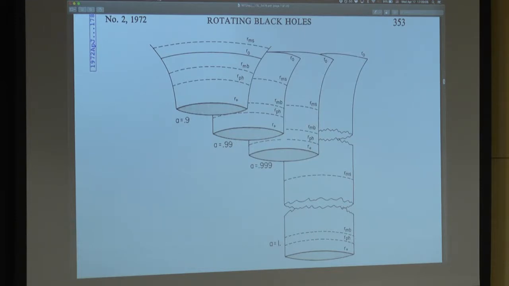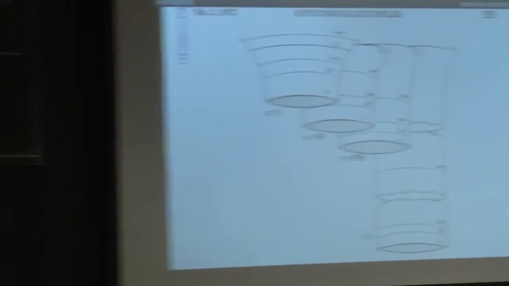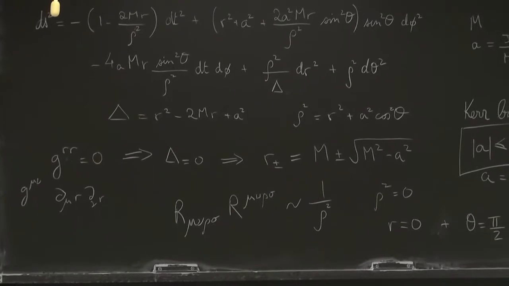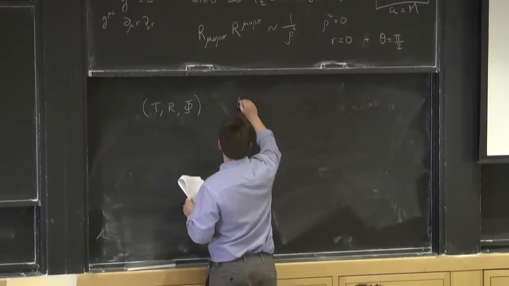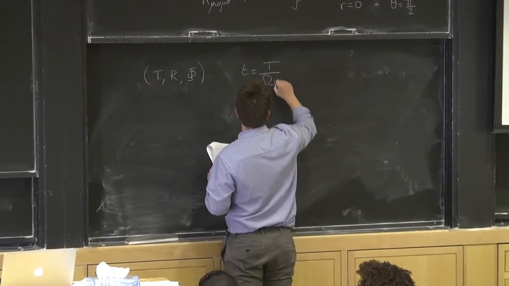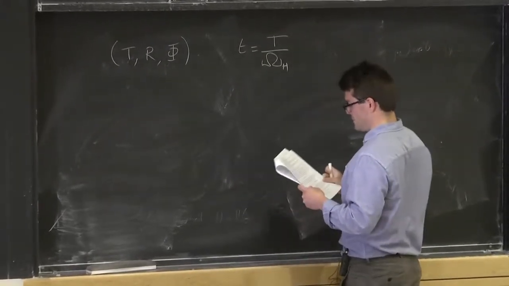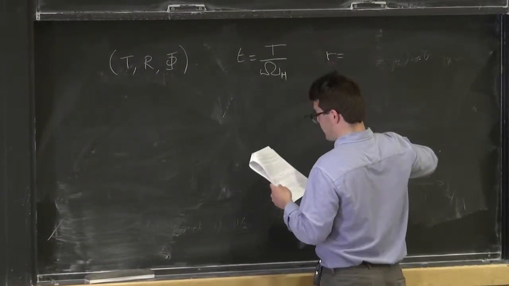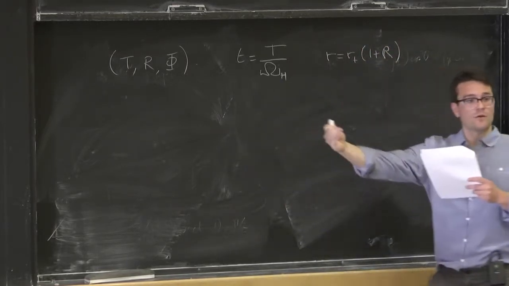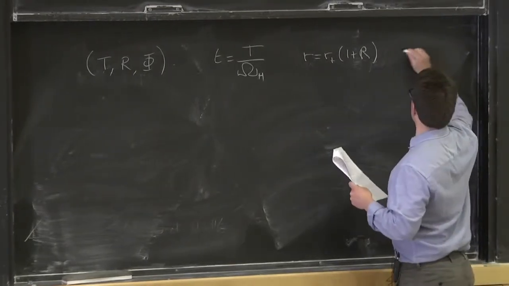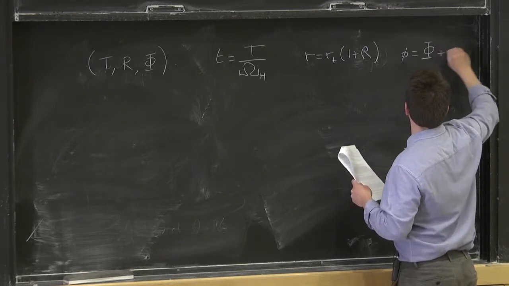So I'm going to quickly write down the equations. So what did they do? They took this line element up there, which is the Kerr geometry. And they introduced new coordinates big T, big R, big phi, which are defined by t equals big T over omega_H, where this is the angular frequency of the horizon, the angular velocity of the horizon. Then they let the Boyer-Lindquist coordinate r be r_+ times some small deviation big R from the horizon. And then they let phi equals big phi plus omega_H t.